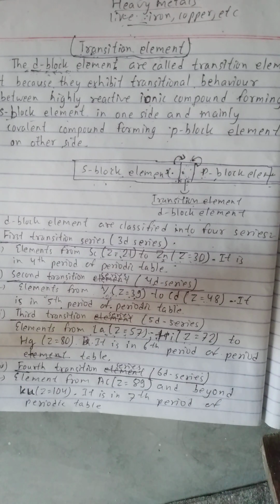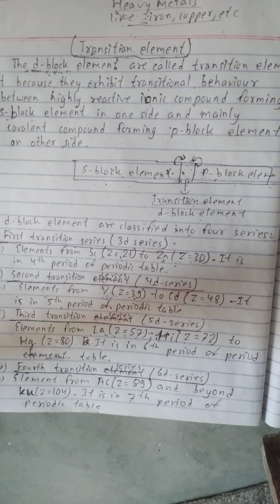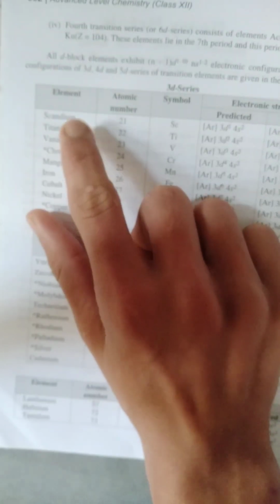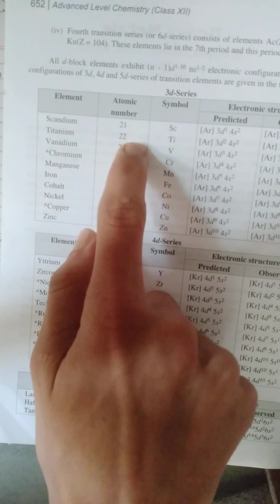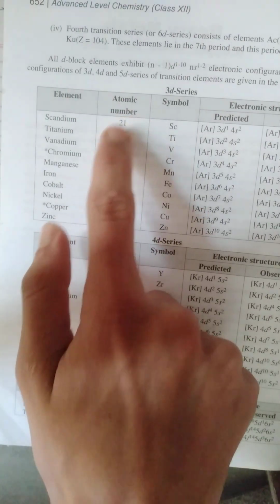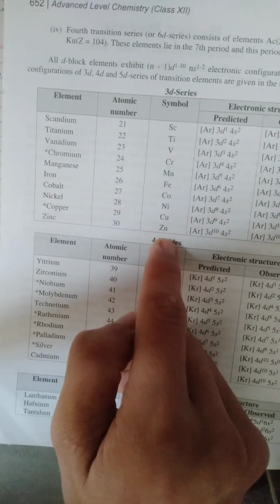If you want to note something regarding this, you can also look here, and I am going to show you the 3d series, 4d series, and 5d series elements. You can look here, 3d series: scandium, titanium, vanadium, up to zinc. These have Z values 21, 22, 23, 24, 25, 26, 27, 28, 29, and 30, with their symbols Sc, Ti, and so on up to Zn.